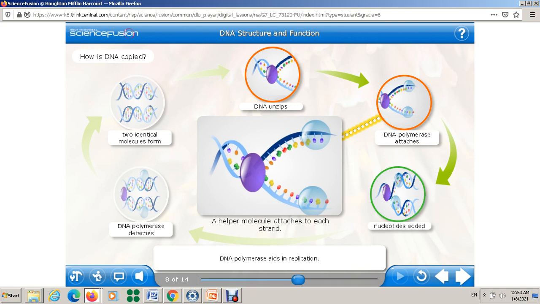The helicase, which is the unzipping enzyme, and the DNA polymerase that will build, if you remember.